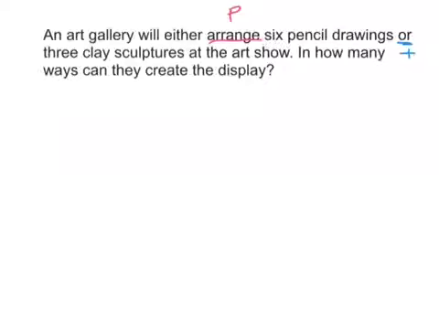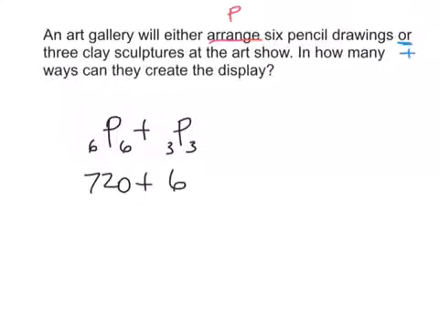So it's a permutation, and we are going to start with our pencil drawings. There are 6 pencil drawings, and it doesn't specifically say, but it says you're arranging 6 pencil drawings, so you're arranging all 6. So that's 6P6. And then arranging 3 clay sculptures, again P for arranging them. 3 sculptures, we're going to arrange all 3 of them. And we're going to need to add the possibilities, whether they decide on the pencil drawings or the clay sculptures. So 6P6 calculated is 720, and 3P3 calculated is 6. There are 726 different ways that you can arrange the art for the art show.